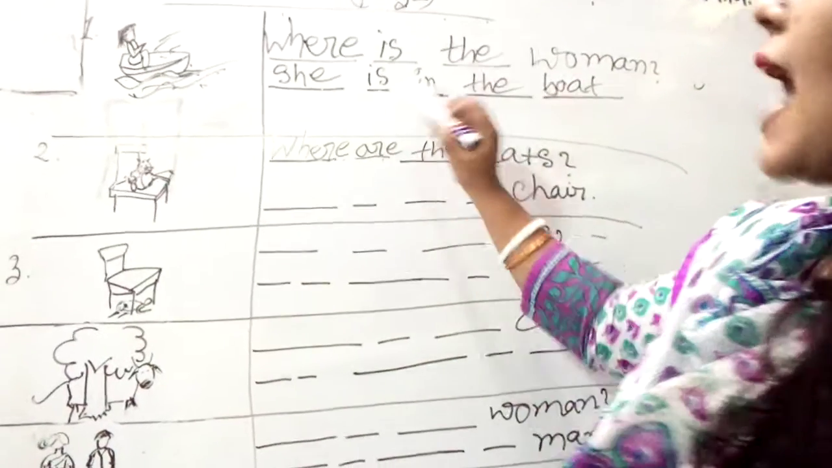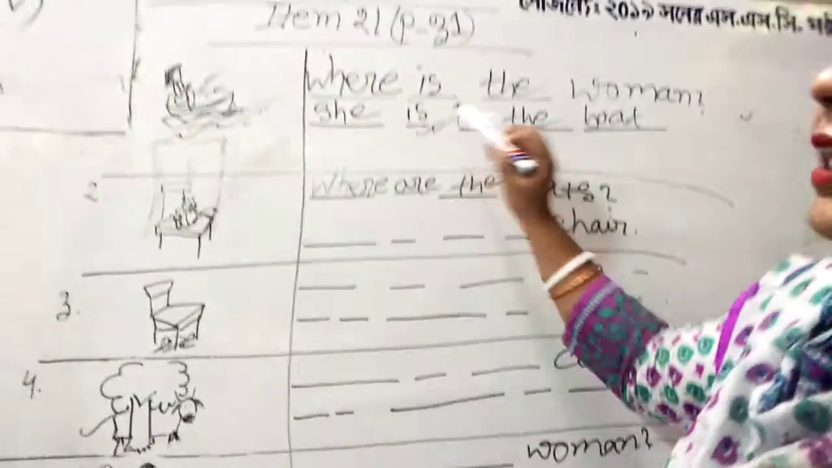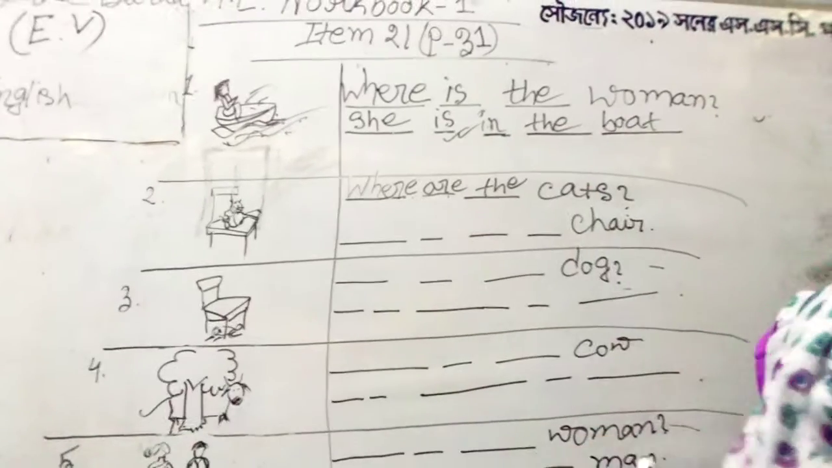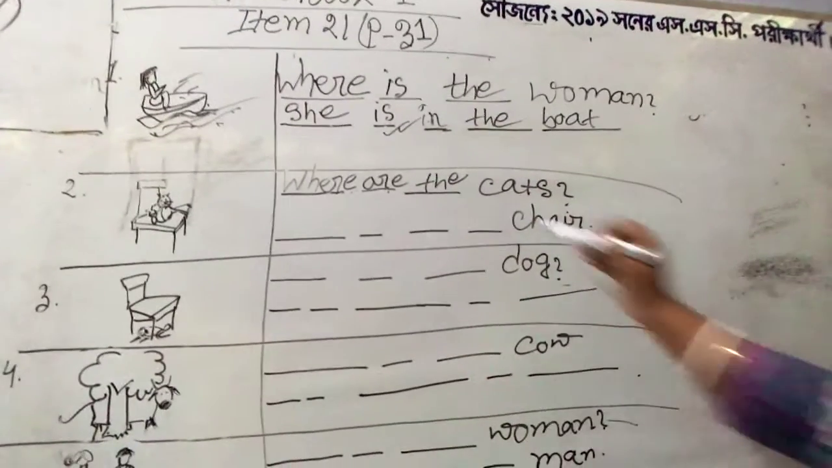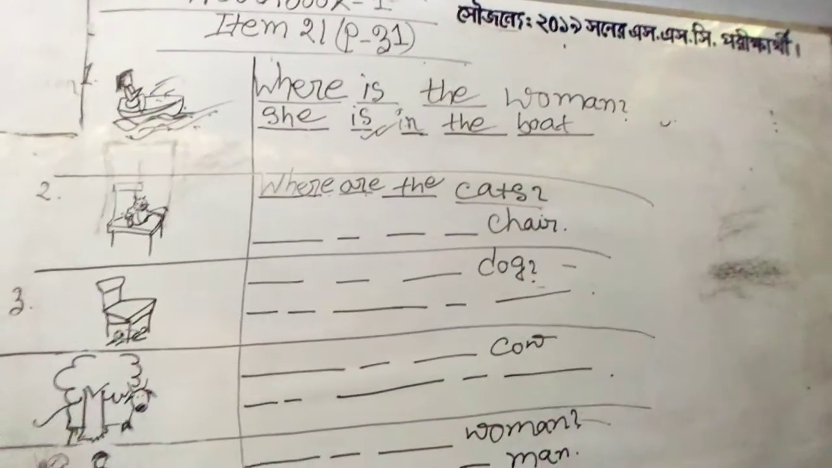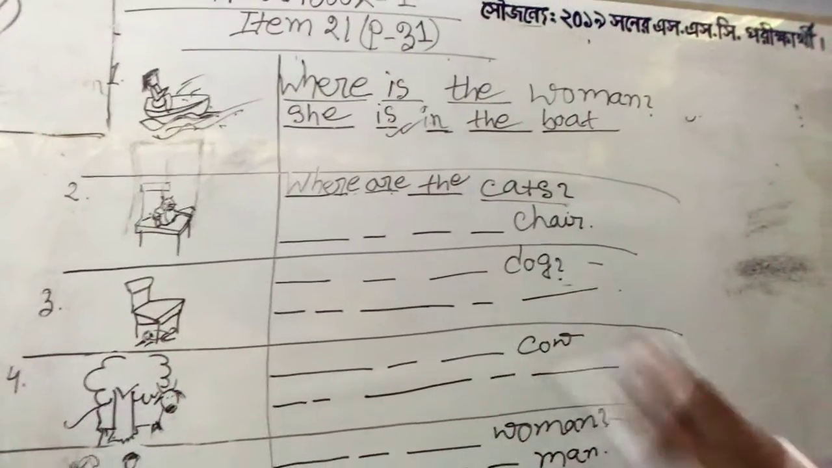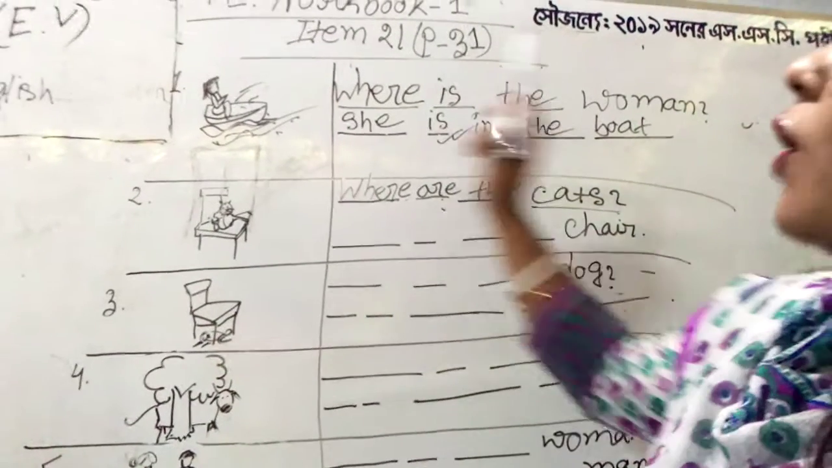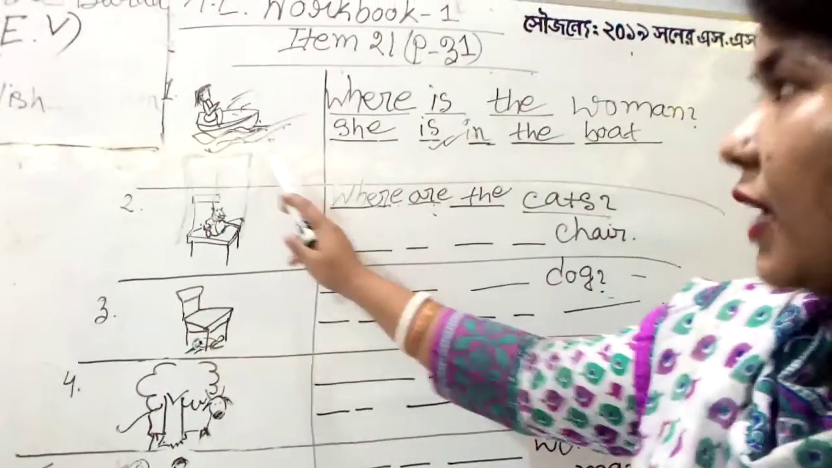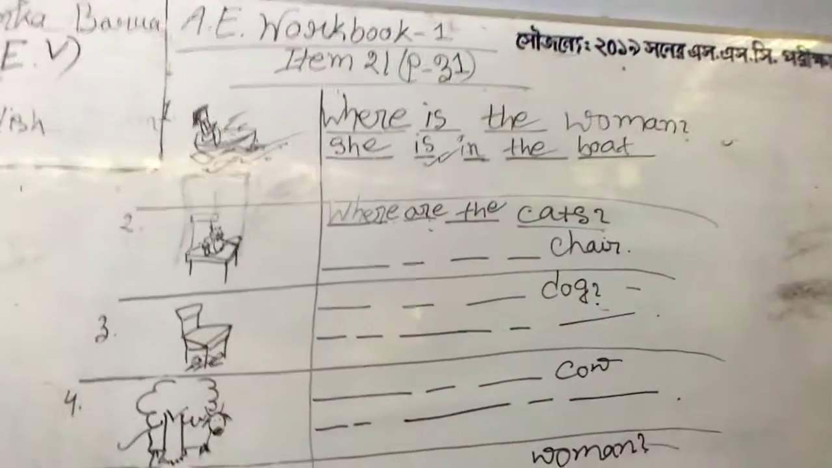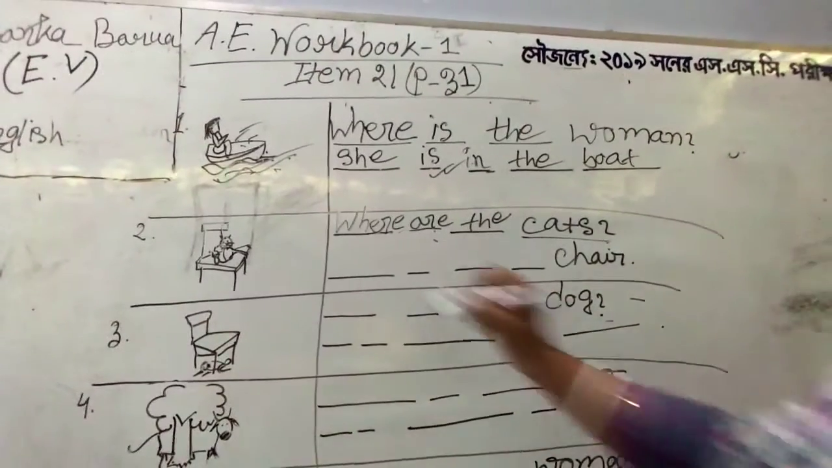Where I have written, the auxiliary verb is in the first one. Now it is "are". Why is it so? Because here are plural cats. For plural number, we will use "are". And for only one thing, that means for singular, we will use "is". So where are the cats?